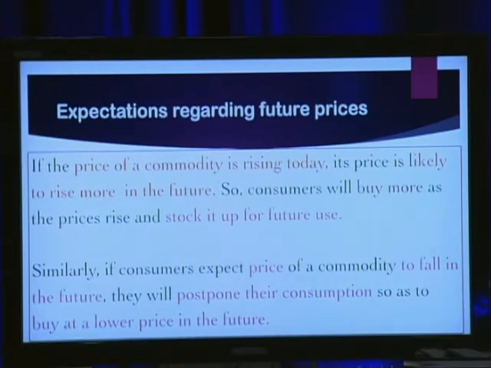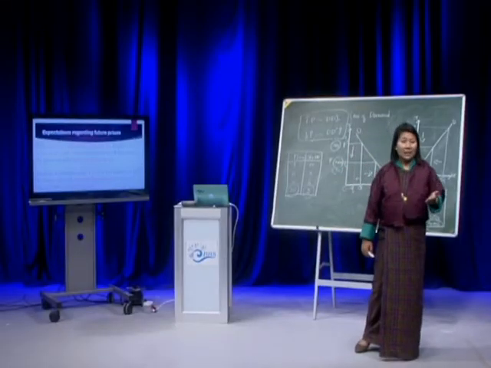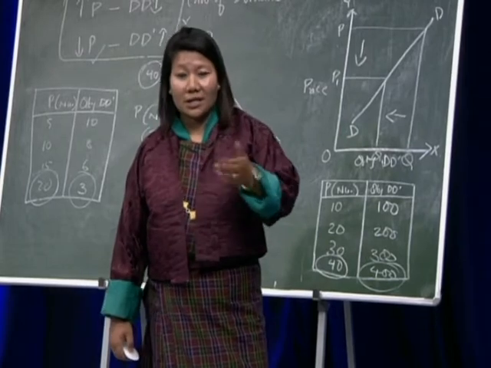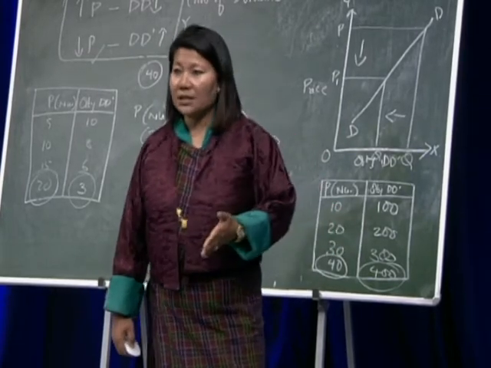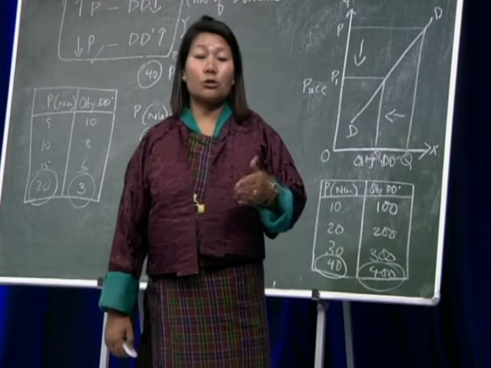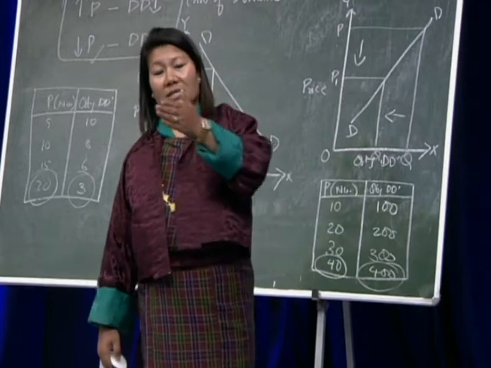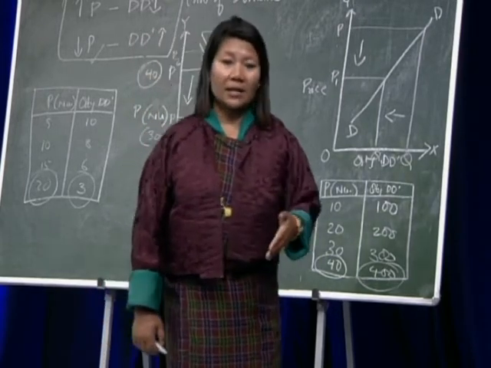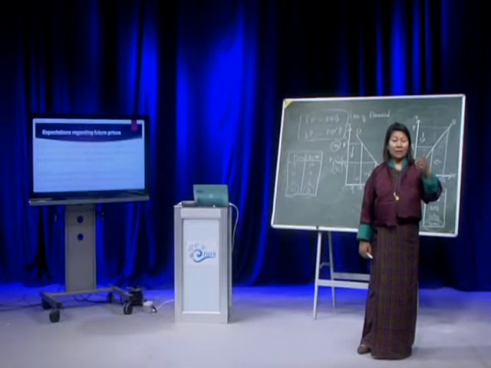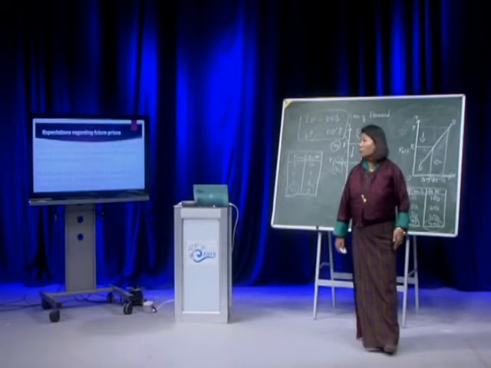So, expectation, all right? People feel that today 1 liter of water has increased from 20 to 50, and then they feel that the price of the water might increase again in the future. So even if the price has increased right now from 20 to 50, they will demand more and stock it up for future use, because they don't want to spend more money when the price increases in the future. Even if it is a higher price, demand will be more.